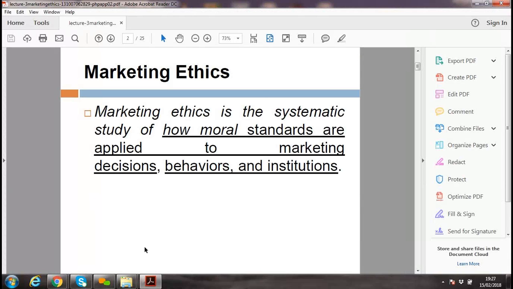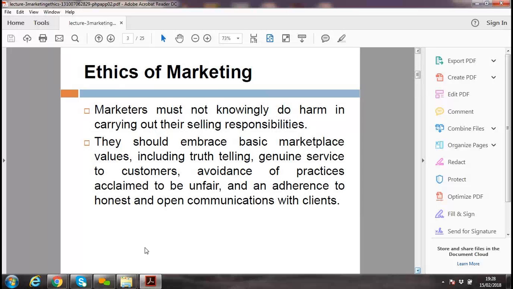Marketing ethics is a systematic study of how moral standards are applied to marketing decisions, behavior, and institutions. Marketers must not do harm in carrying out their selling responsibility. They should embrace basic marketplace values, including telling the truth, not lying, genuine service to the customer, avoidance of unfair practices and claims, and adherence to honest and open communication.